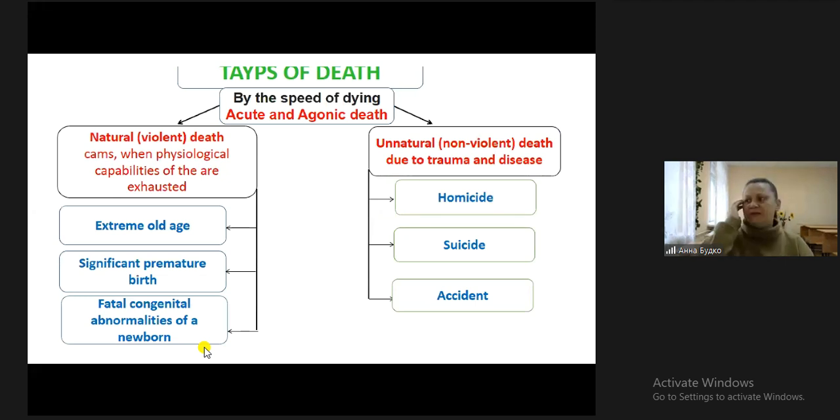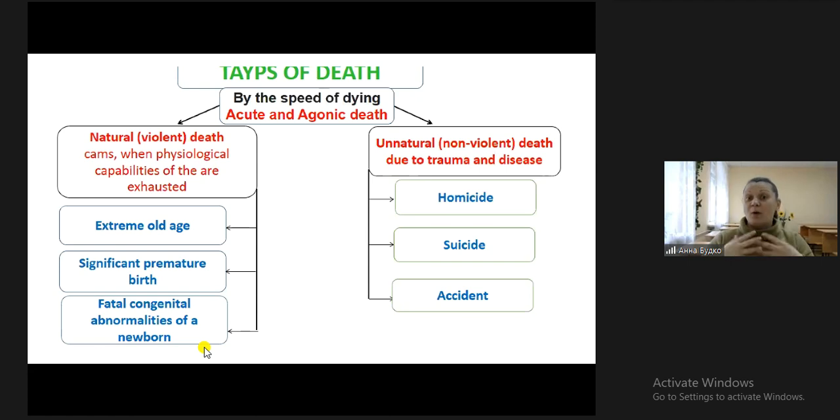What is thanatology? Thanatology is the study of death, the mechanism of that terminal state, and the study of all aspects of that. The first information in our topic is these types of death. My dear friends, remember, death can be natural and unnatural. No problem, this is absolutely correct information. But if we take the speed of dying, it can be acute and agonic death. And both acute and agonic death can be natural, maybe unnatural death.